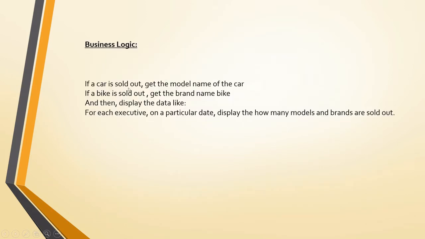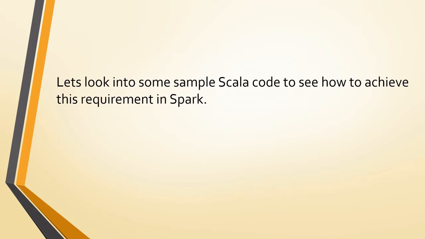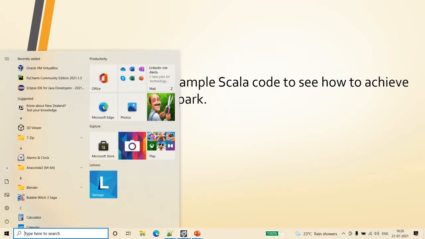So if a car is sold out, then get the model name of the car. If a bike is sold out, get the brand name of the bike, and then display the data like for each executive on a particular date, display how many models and brands are sold out. So let's look into the sample code to see how to achieve this requirement.